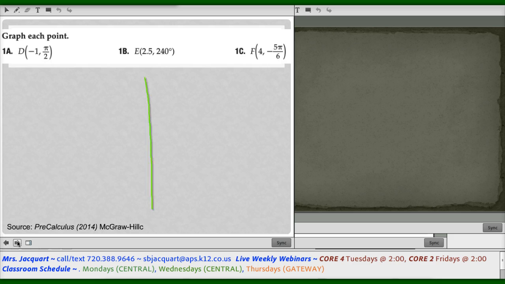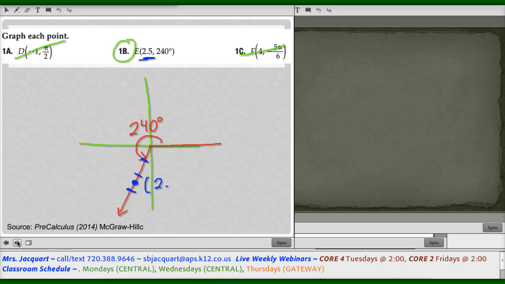So let's create ourselves our little graph. We're working on B now, not A and not C. Remember, this is where we start our angle from, and we're going to go 240 degrees, which is 60 degrees beyond 180. Then we take our point from 2.5, so 1, 2, 3, right in the middle. So that would be 2.5 comma 240 degrees.